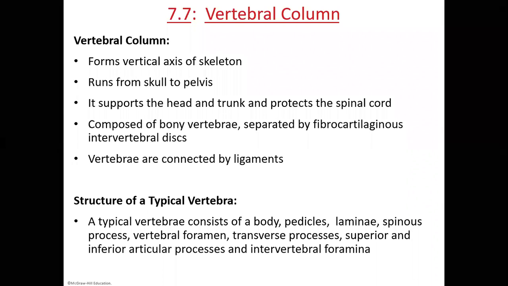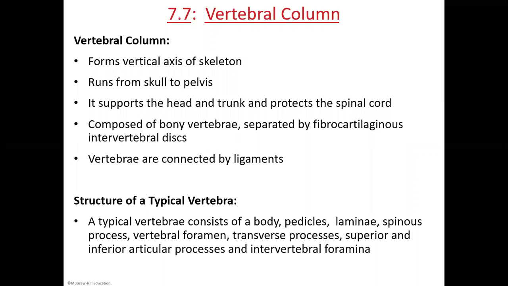Okay, good morning. So this is our skeletal system, lecture 3. We've already gone over functions of the skeletal system, an introduction to it, bone remodeling and growth, the anatomy of a long bone, and classification of bones and organization of the skeletal system, as well as the bones of the skull.